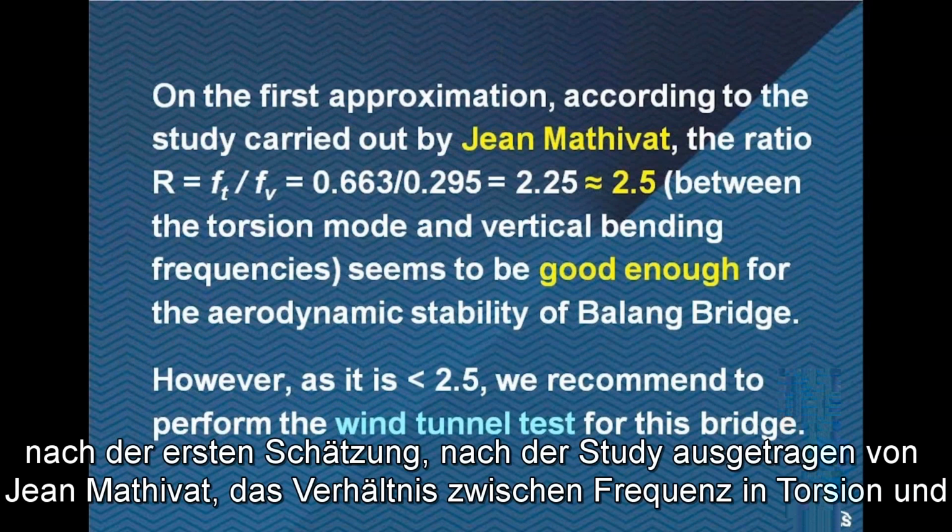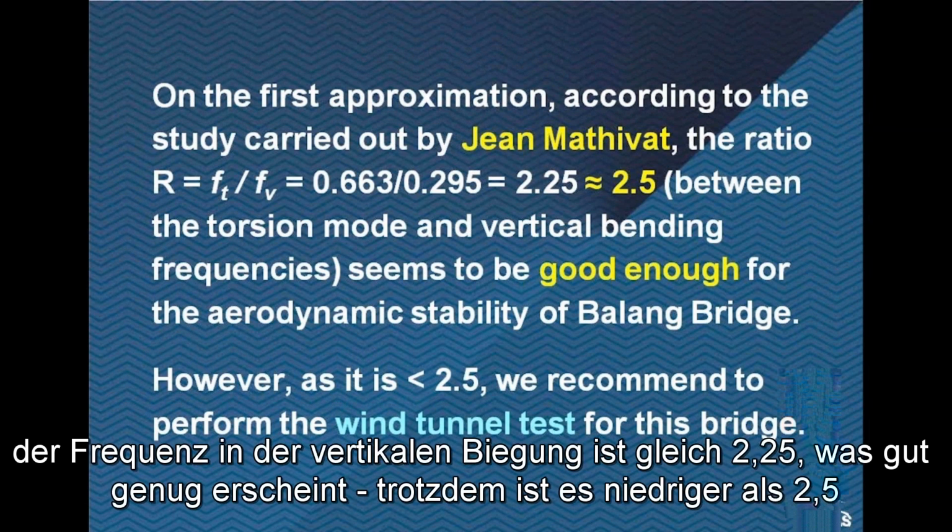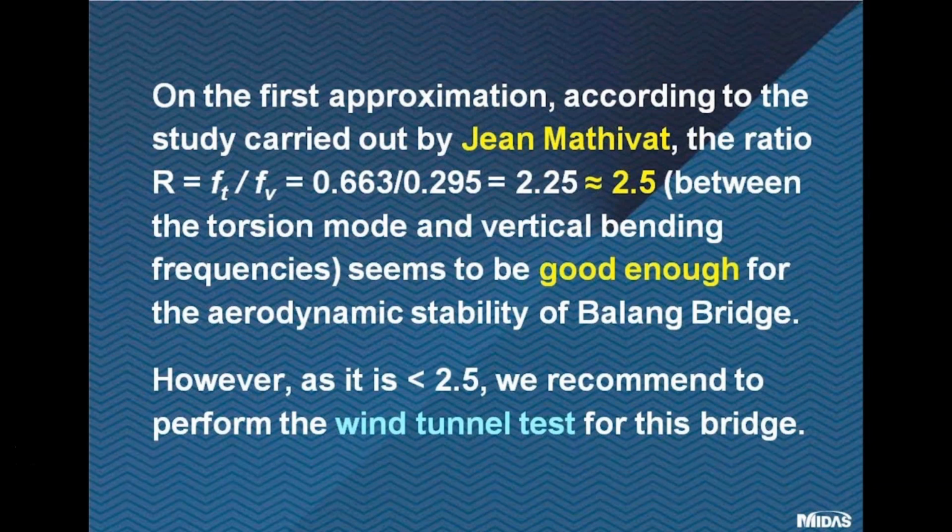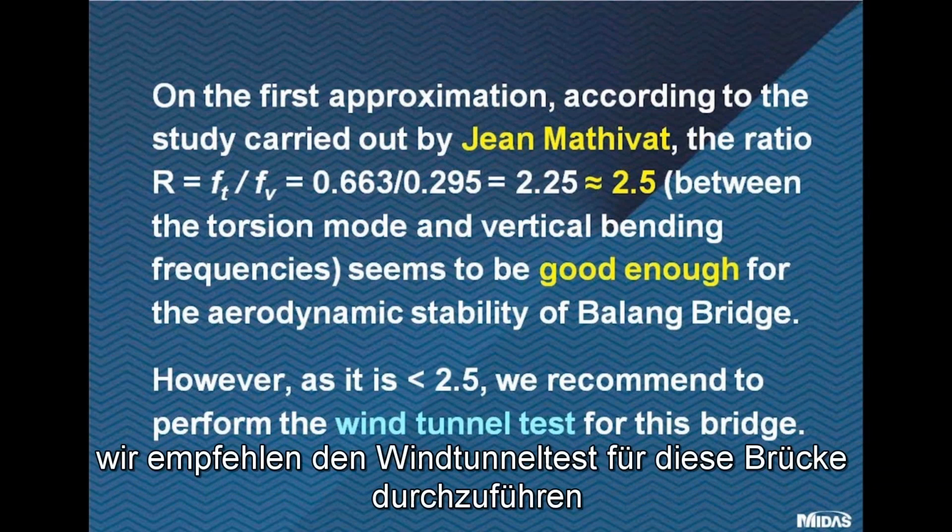On the first approximation, according to the study carried out by Zhong Matiba, the ratio between the frequency in torsion and frequency in vertical bending is equal to 2.25. Seems to be good enough. However, as it is lower than 2.5, we recommend to perform the wind tunnel test for this bridge.